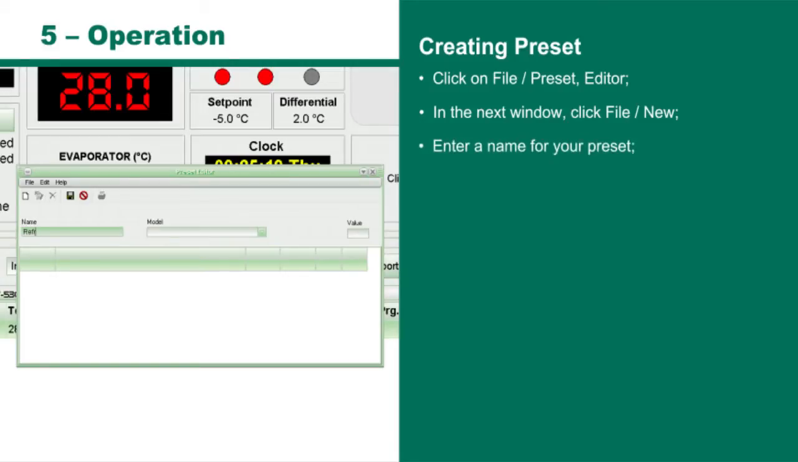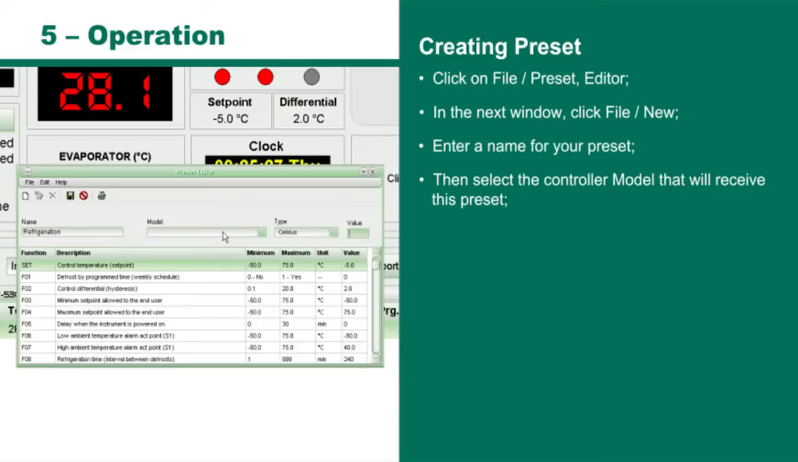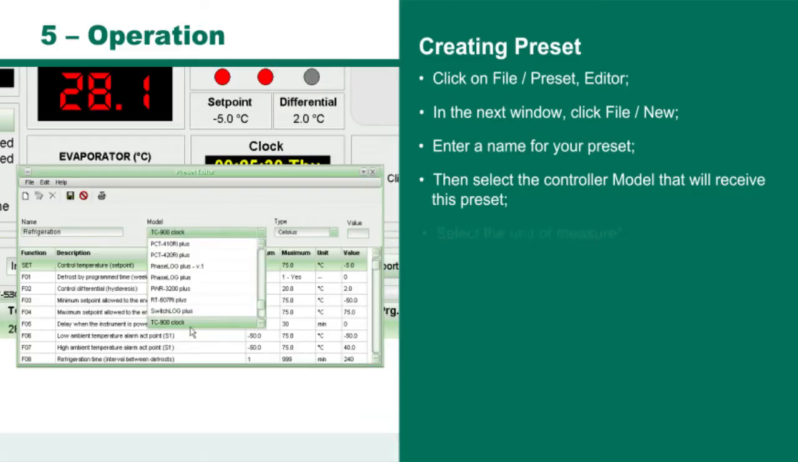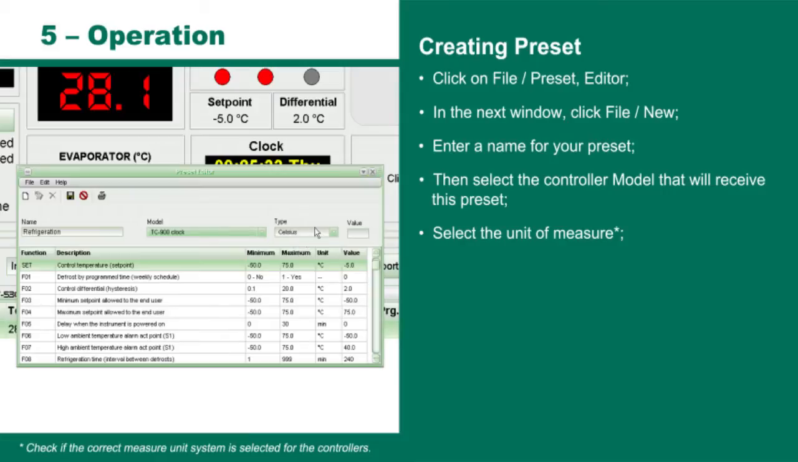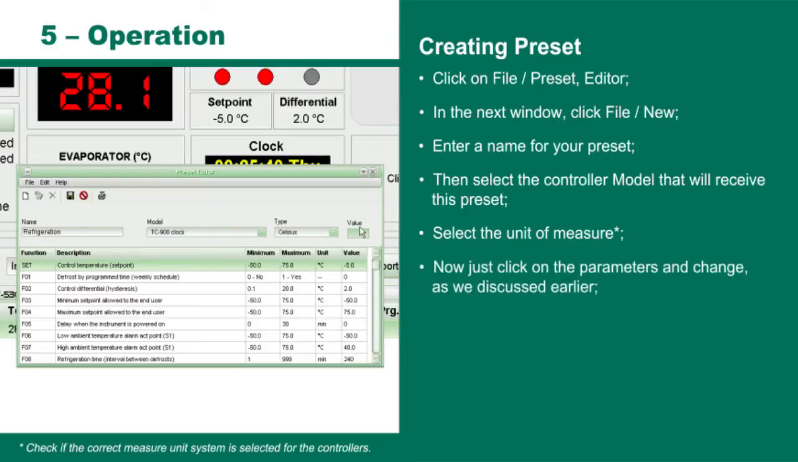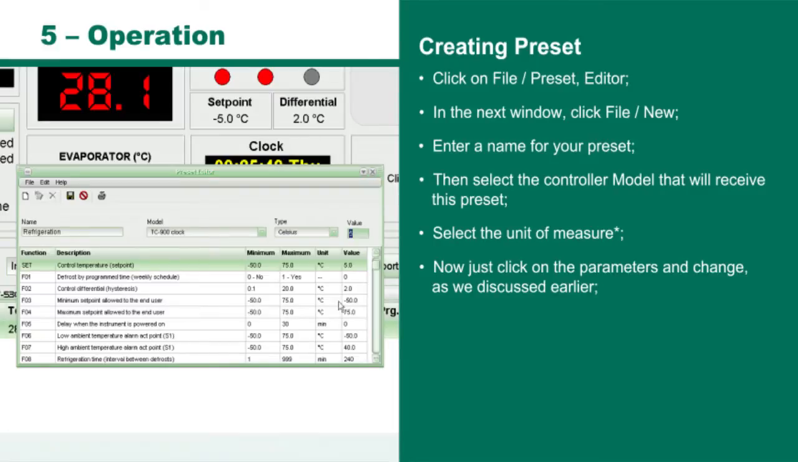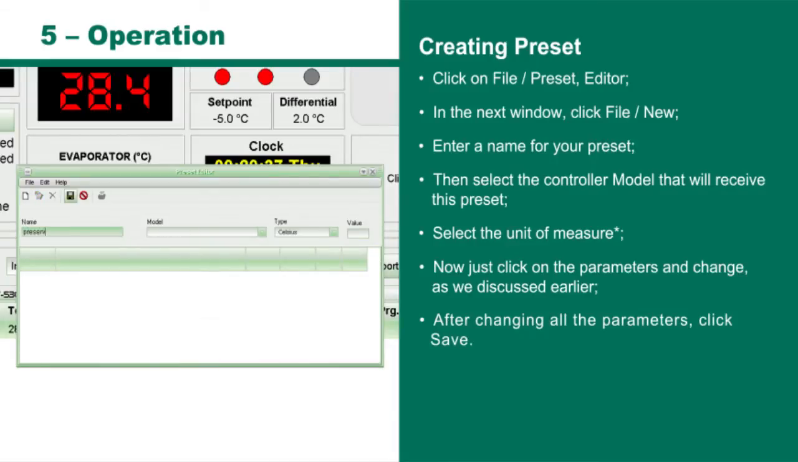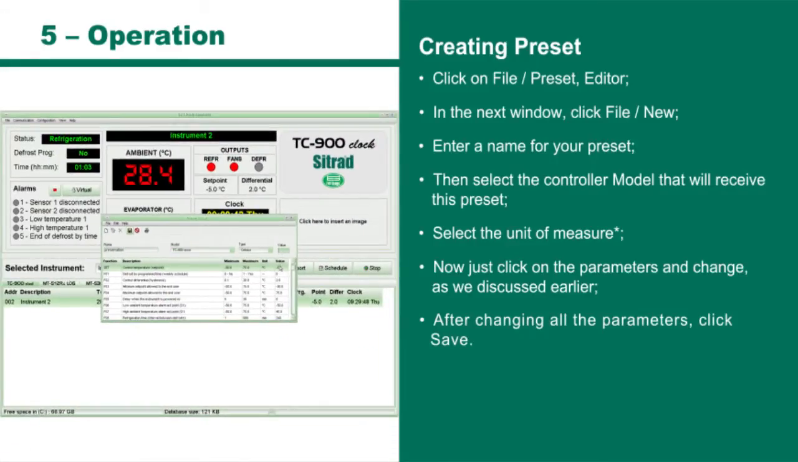In the window, click File, New. Enter a name for your preset. Then select the controller model that will receive this preset. Below, you will see a list of parameters to configure. Select the unit of measure. Now just click on the parameters and change, as we discussed earlier. After changing all the parameters, click Save. So you can create multiple presets for faster configuration of the controllers.